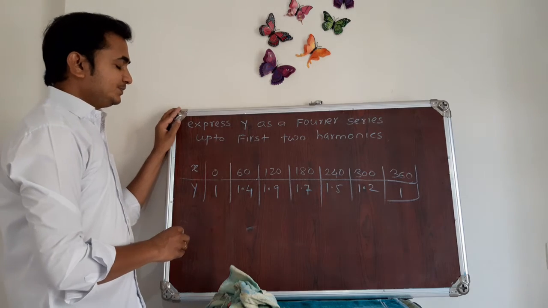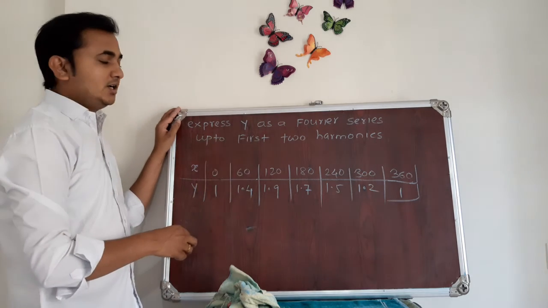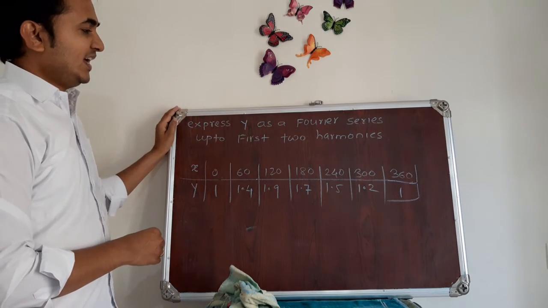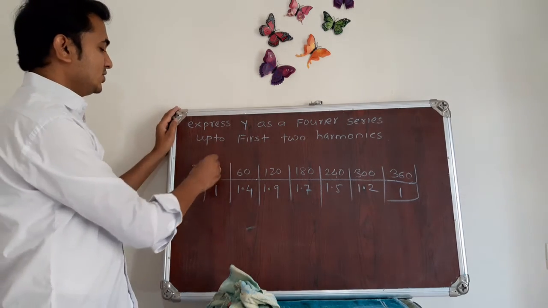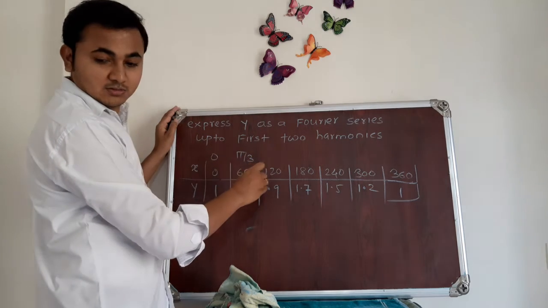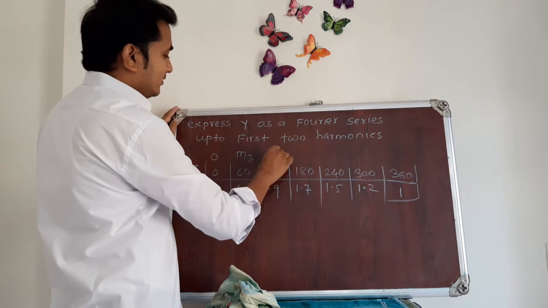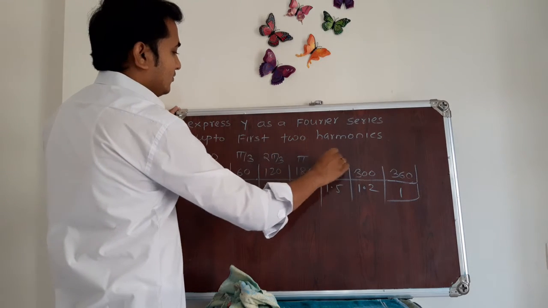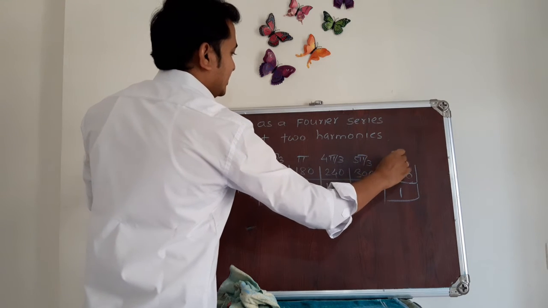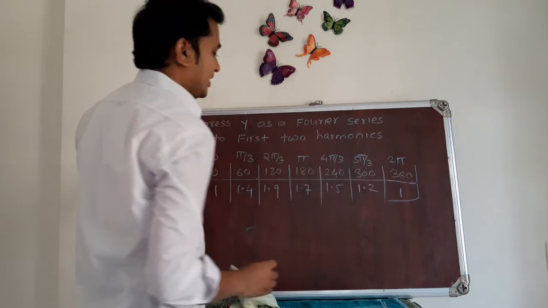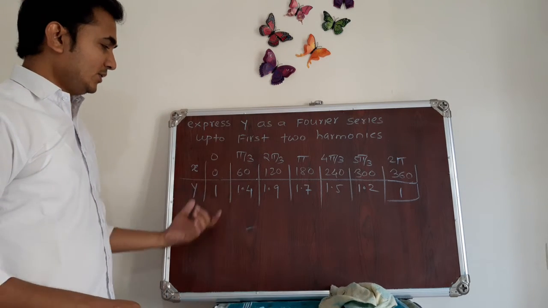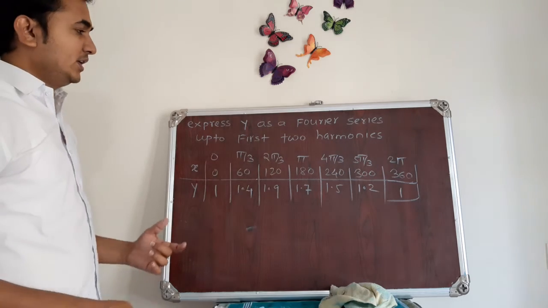Fine. So all these examples need to be done in radians. So these angles you should write in radians: 0, pi by 3, 2 pi by 3, pi, 4 pi by 3, 5 pi by 3 and 6 pi by 3, that is 2 pi. Whatever calculations we are going to do, we are going to consider the radian angle.